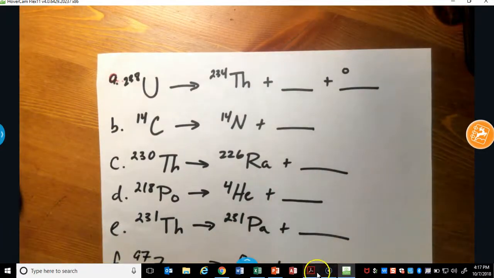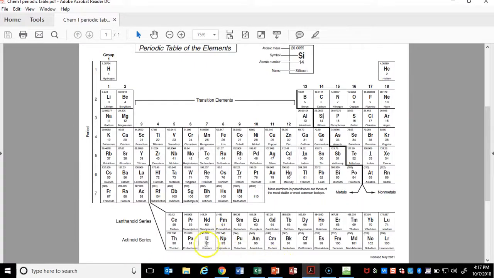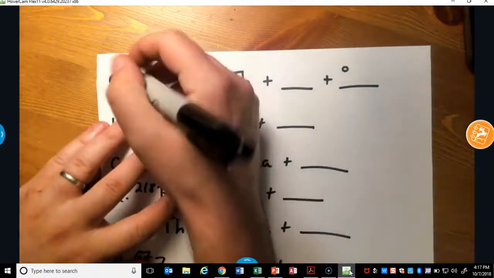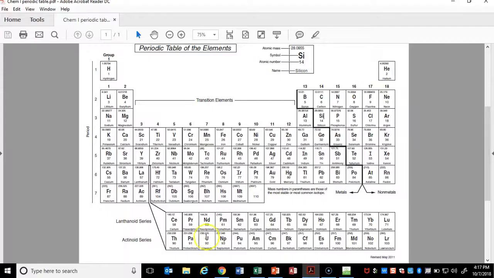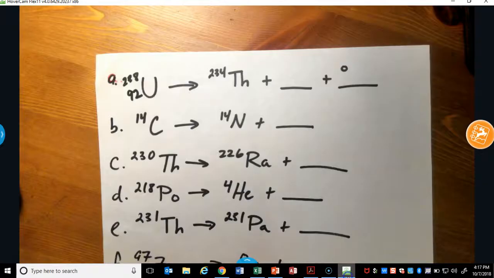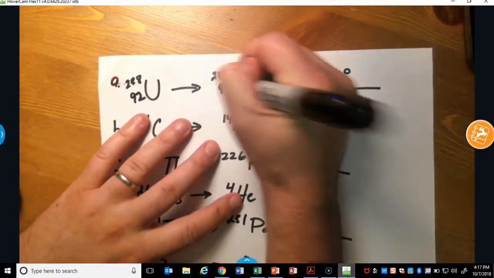So I'm going to get the atomic numbers from the periodic table. I look at uranium down here and I see it has an atomic number of 92. So I'll write in 92 down there to indicate that. Thorium on the periodic table is right near uranium and it has an atomic number of 90. So I'll write in the atomic number of 90.